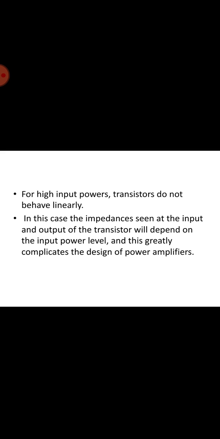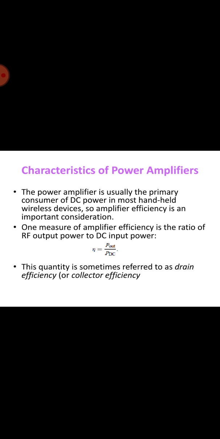And now let us see the characteristics of power amplifiers. The power amplifier is usually the primary consumer of DC power in most handheld wireless devices, so amplifier efficiency is an important consideration. One measure of amplifier efficiency is the ratio of RF output power to DC input power. That is, eta is given by P out divided by P DC. This quantity is sometimes referred to as the drain efficiency.